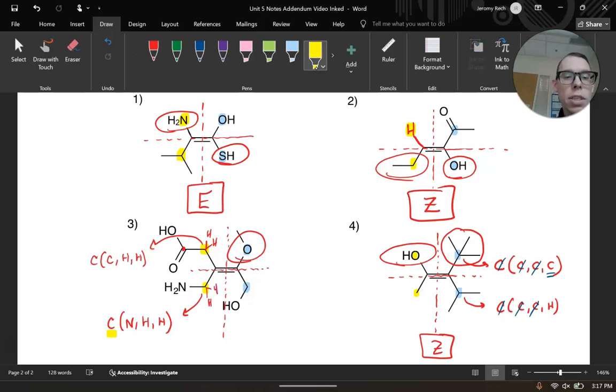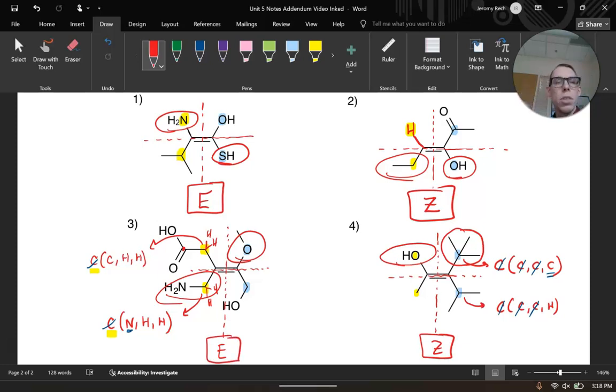In terms of our comparisons here, carbon versus carbon ties. Our first point of difference is this nitrogen versus our carbon. Nitrogen is going to win out. So this bottom amine is going to beat our carboxylic acid in terms of our priority, and therefore this is going to have an E.